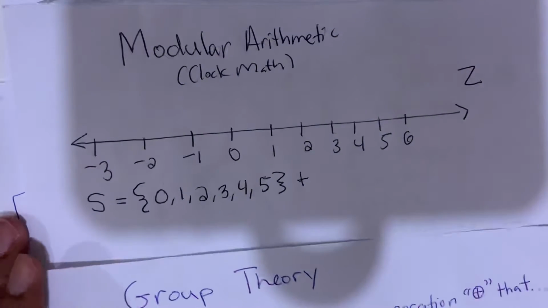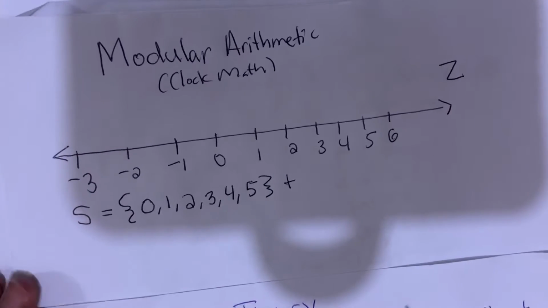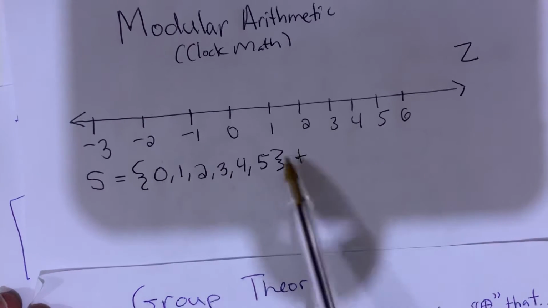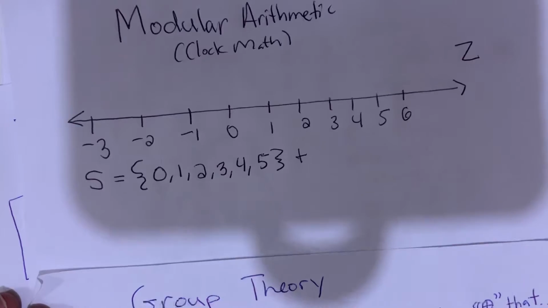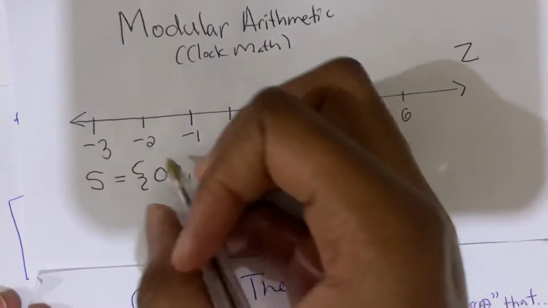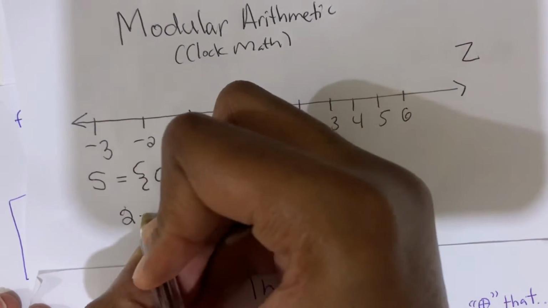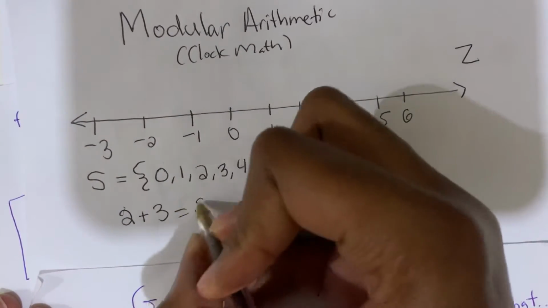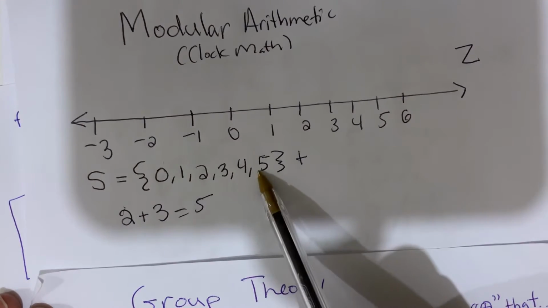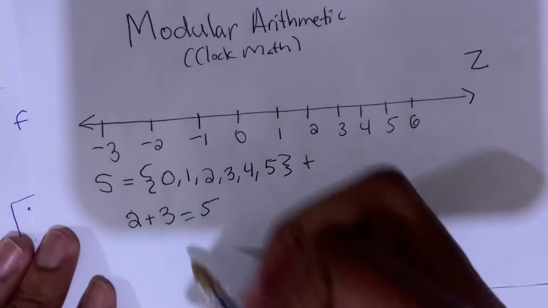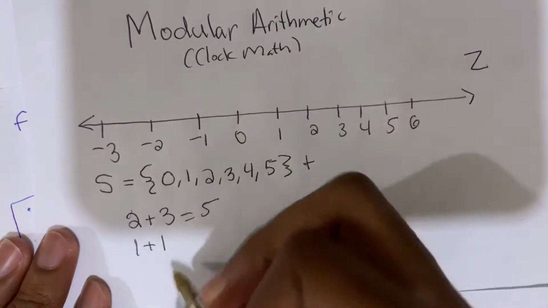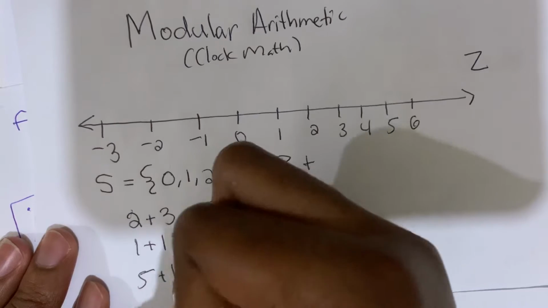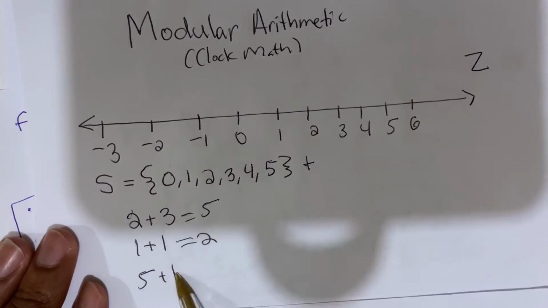Okay. So first of all, is it closed under the operation? Meaning that if I add any of these elements, will I get another element that's also in S? Let's test it out. Say I add 2 and 3. 2 plus 3 equals 5, and 5 is in the set. What about 1 plus 1? 1 plus 1 is 2, which is also in the set. Well, what about 5 plus 1? 5 and 1 are in the set, so 5 plus 1 should also be in the set.